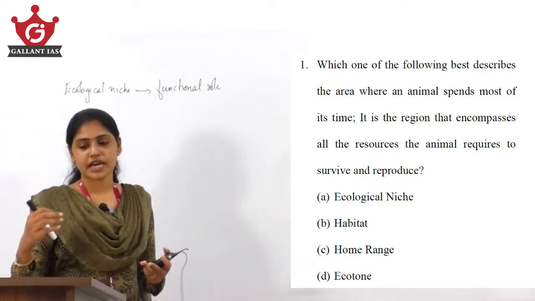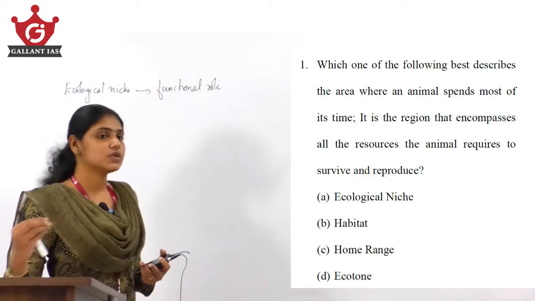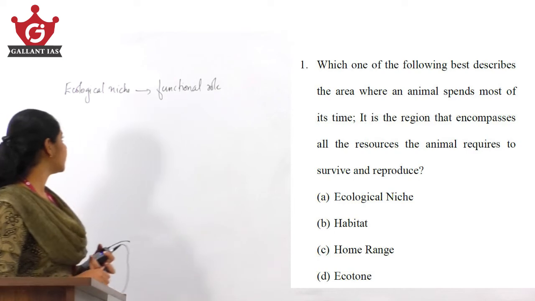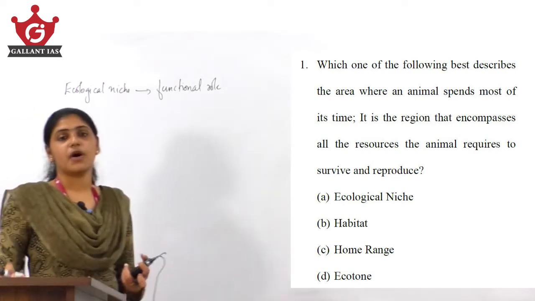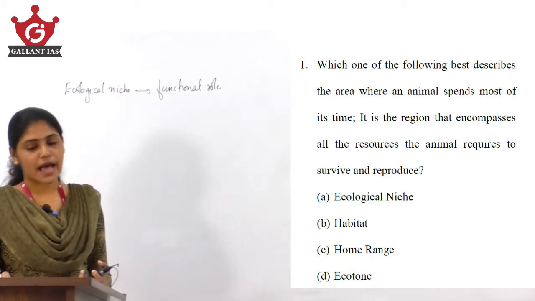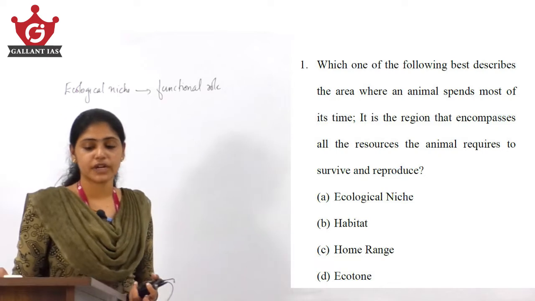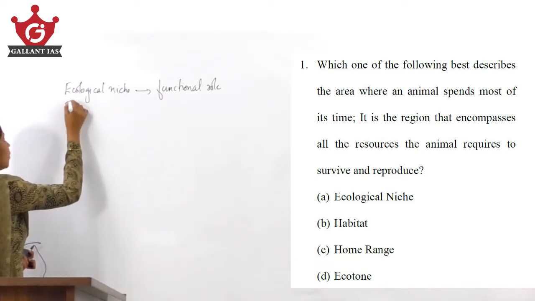But here the question is asking about the area, right? The term which describes an area. So definitely you can eliminate option A, which says ecological niche. B says habitat, C says home range, and D ecotone. See, what is ecotone?